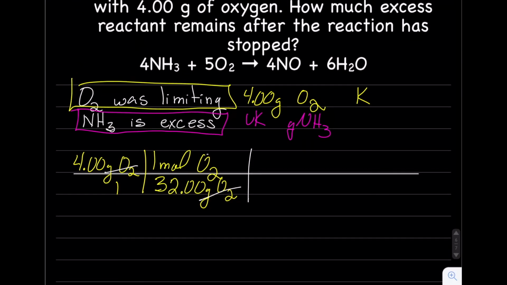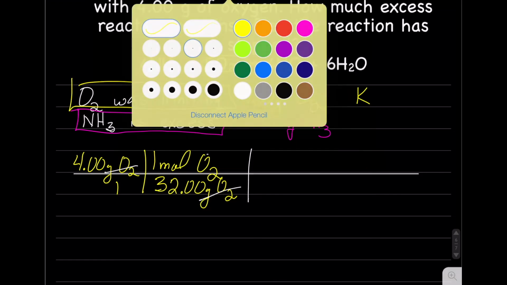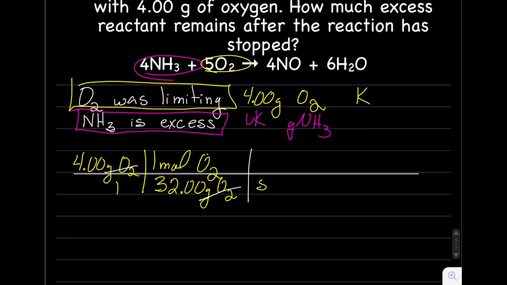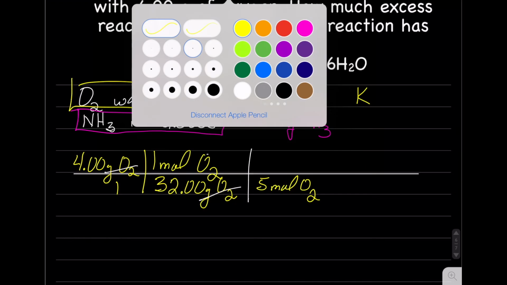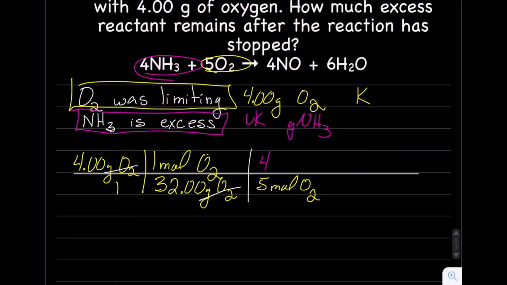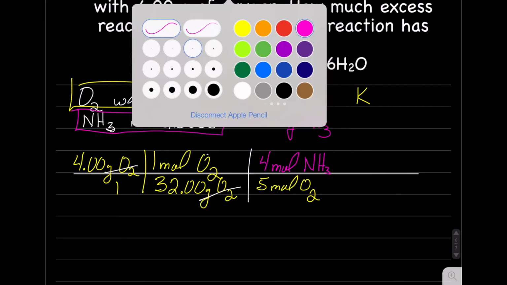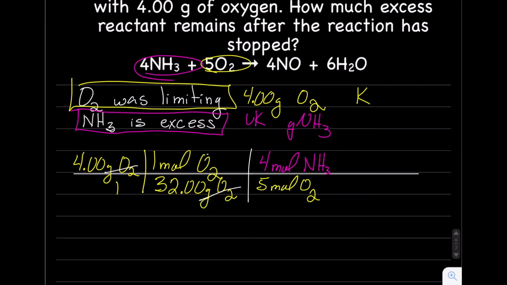So in our balanced equation, our known is O2. And our unknown is NH3. So I'm going to put at the bottom 5 mole O2, so we can cross out mole O2. And the top will be 4 mole NH3. All right, let's cross out our units and stuff. So mole O2 crosses out mole O2. We're left at mole NH3. We were looking for mass NH3, so we're not quite done.